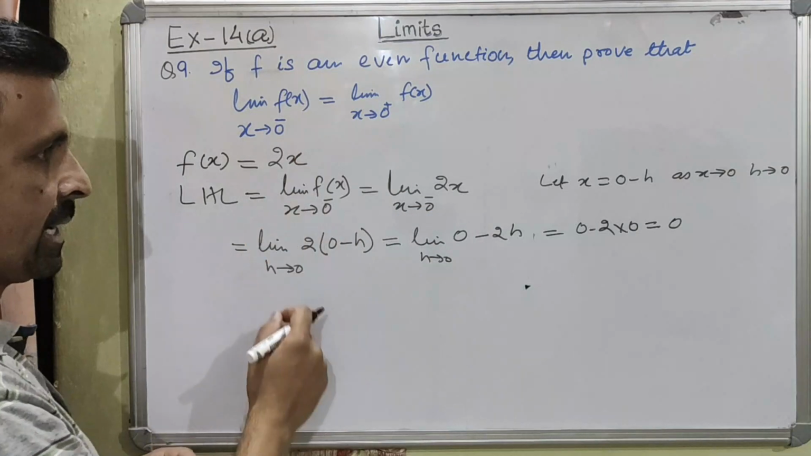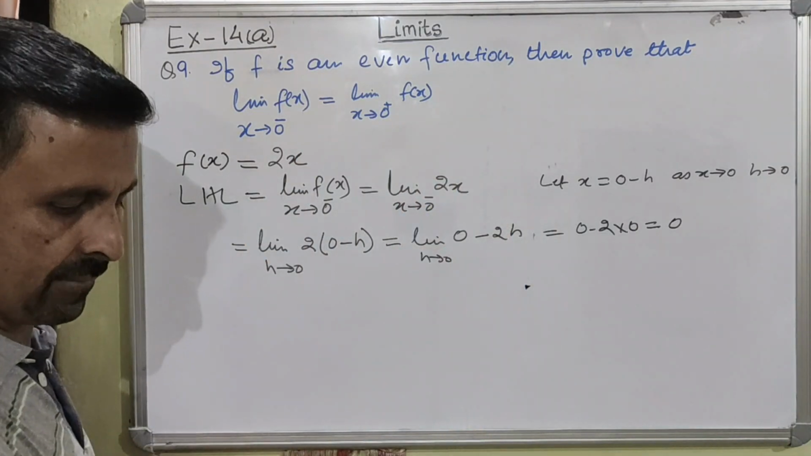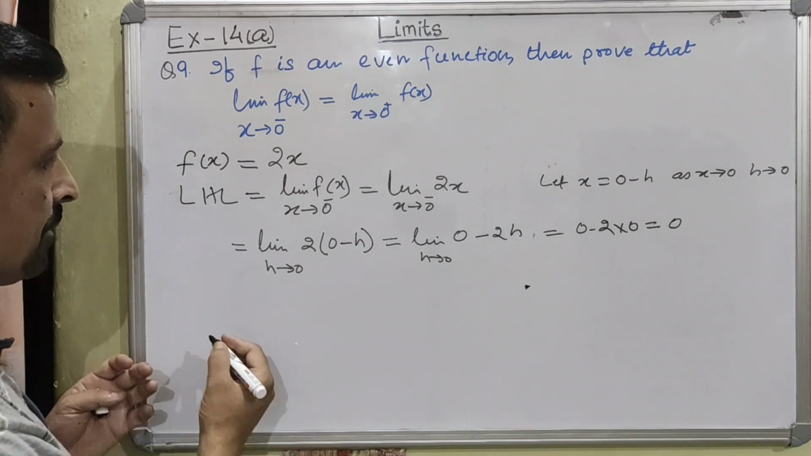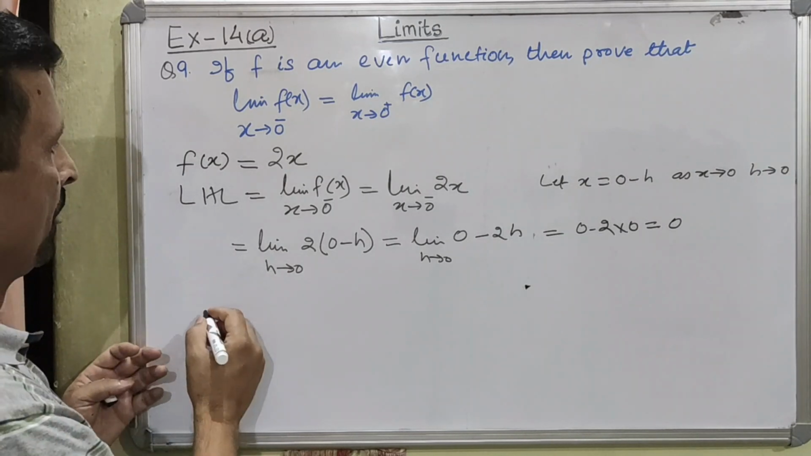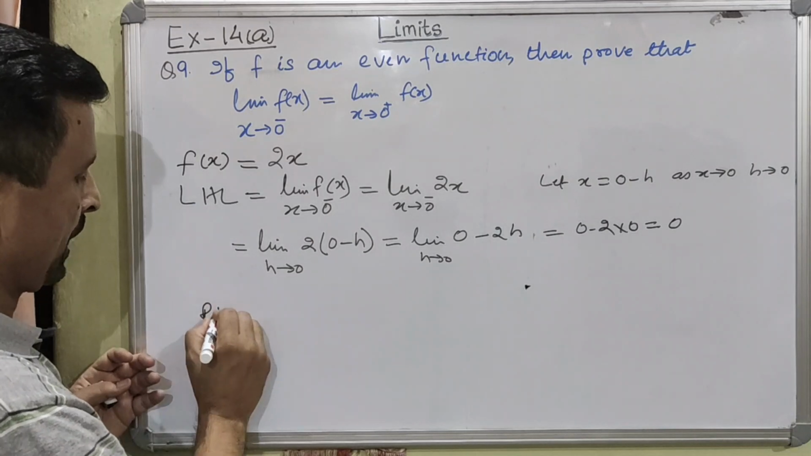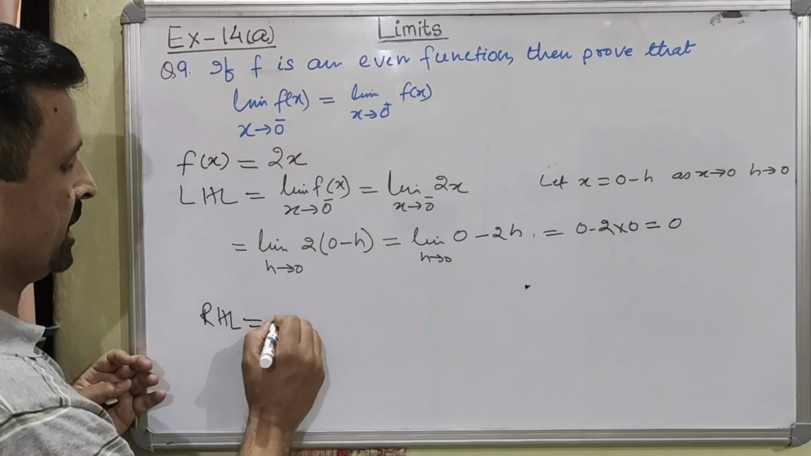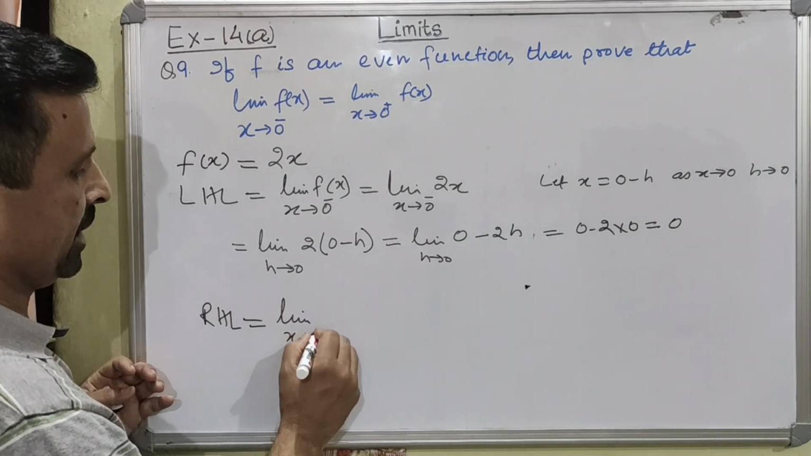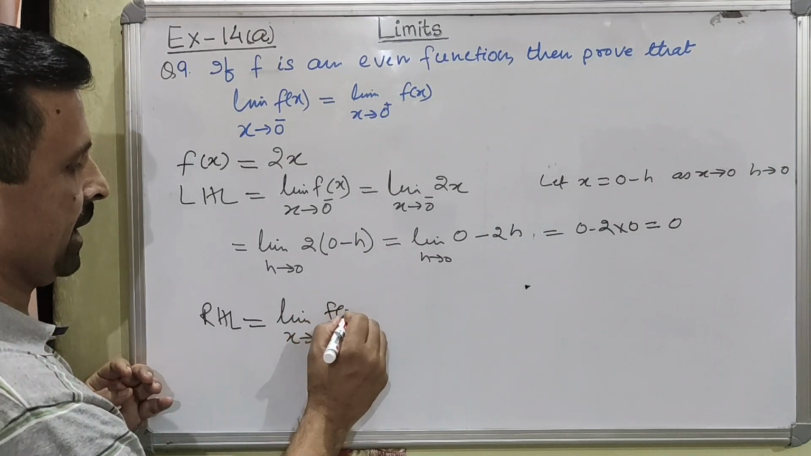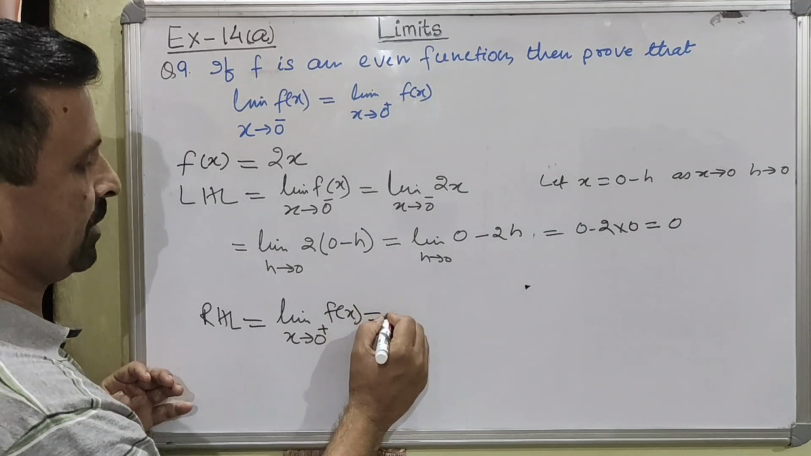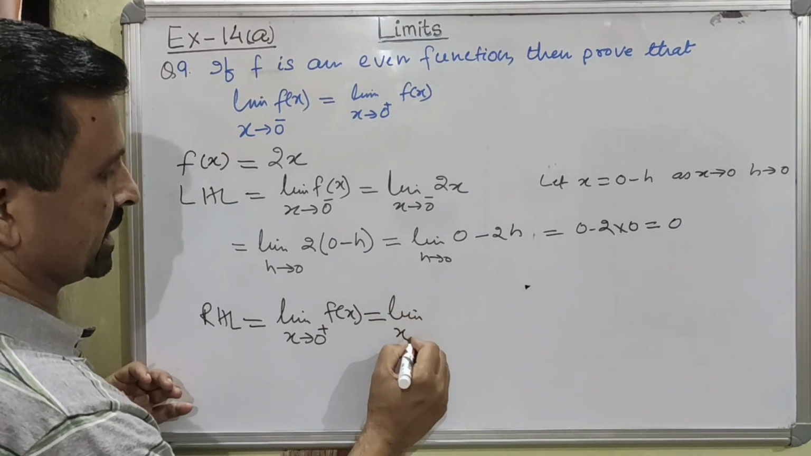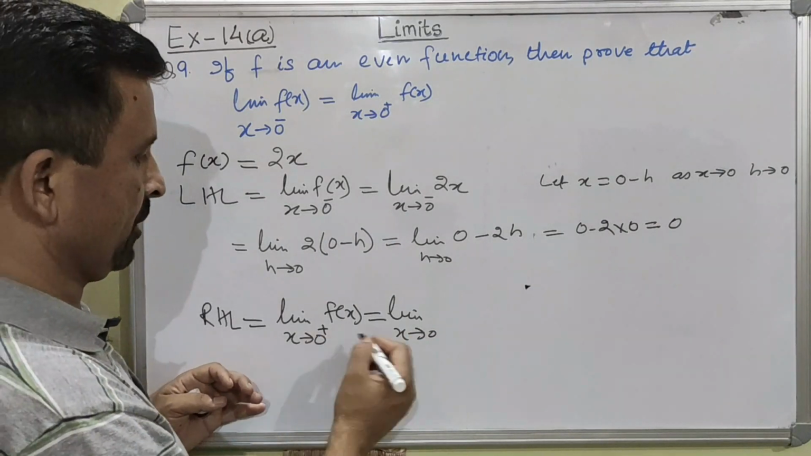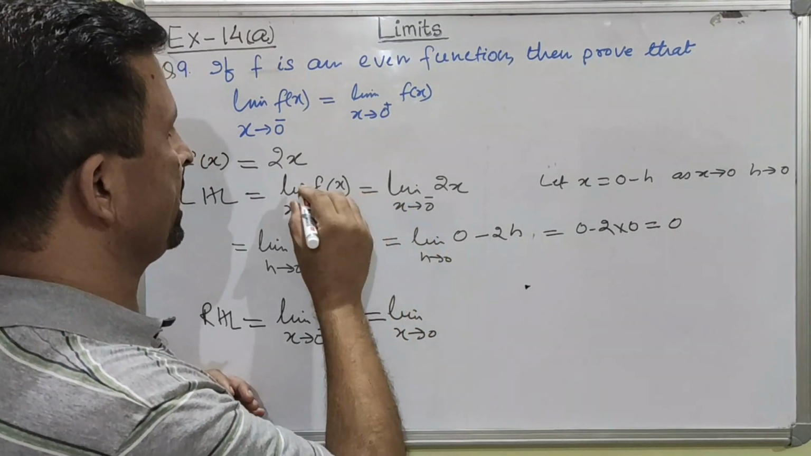Now we will calculate the right hand limit, and let us see whether we are getting the same value or not. Is this okay? RHL is equal to limit x tending to 0 plus of f(x). And for f(x) we will write once again 2x.